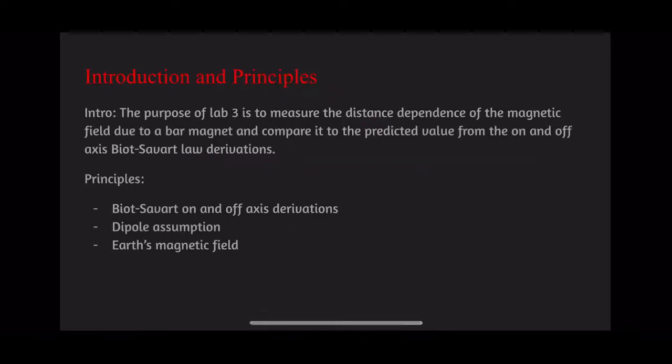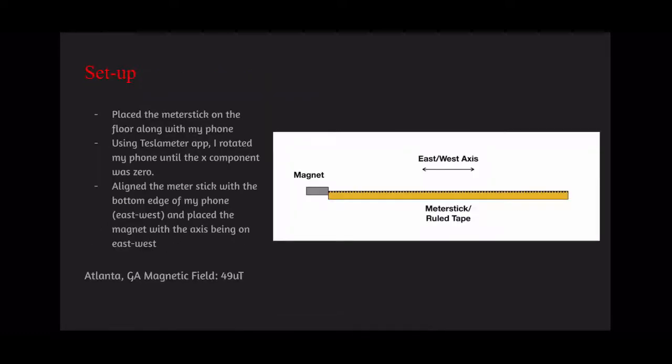The purpose of Lab 3 is to measure the distance dependence of the magnetic field due to a bar magnet and compare it to the predicted value for the on and off axis Biot-Savart's law derivations. The principles and assumptions used throughout the lab are Biot-Savart's on and off axis derivation, dipole assumption, and Earth's magnetic field. The setup began with placing a meter stick and phone on the floor.